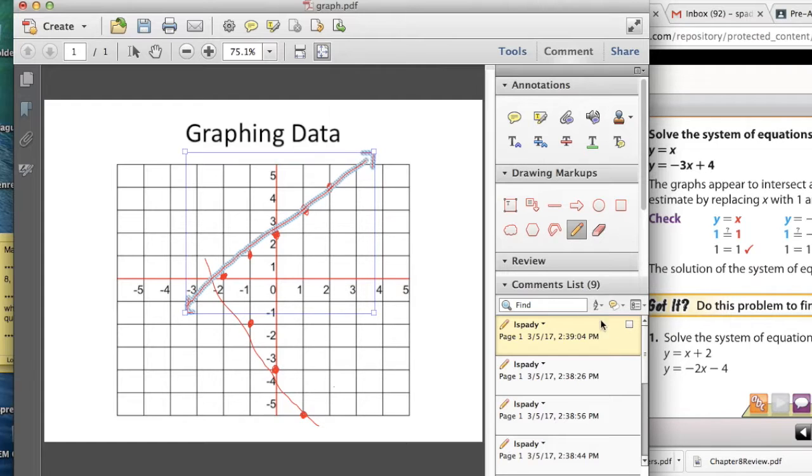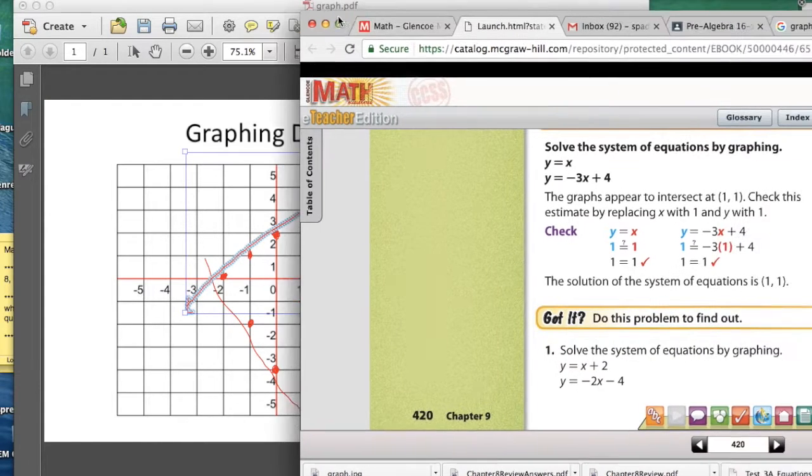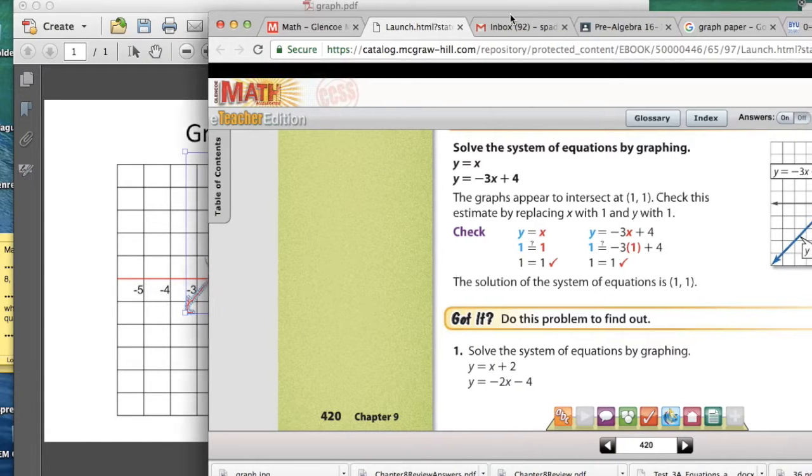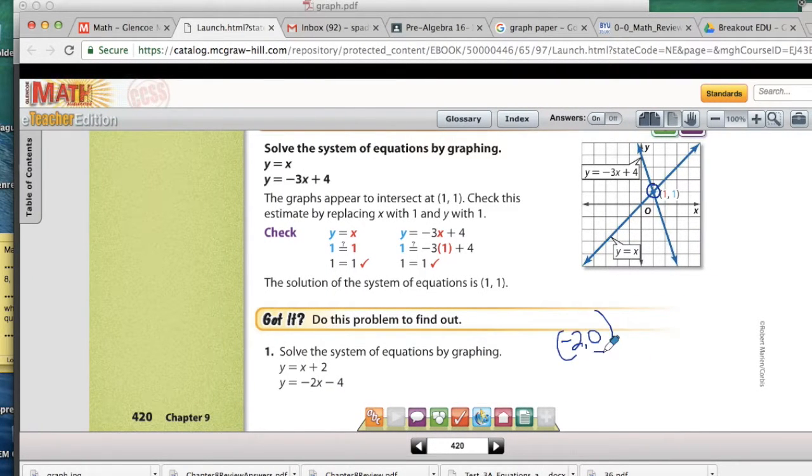In this case, it's negative 2, 0. So let me write that ordered pair down and just check my solution, negative 2, 0. This is my x value and this is my y value. So if I substitute those back into the original equations, does 0 equal negative 2 plus 2? Yes, it does. And does 0 equal negative 2 times negative 2 minus 4? 4 minus 4 is 0, so that checks out as well. So we would say that negative 2, 0 is the solution to this system of equations.